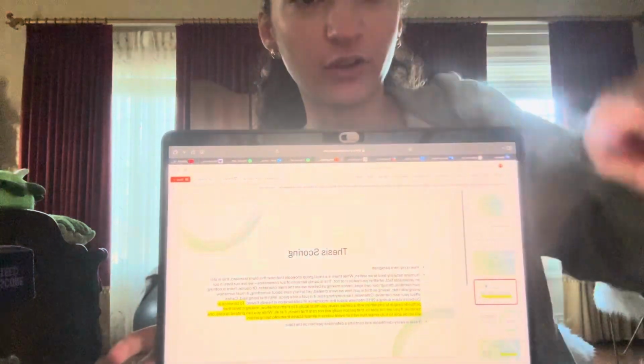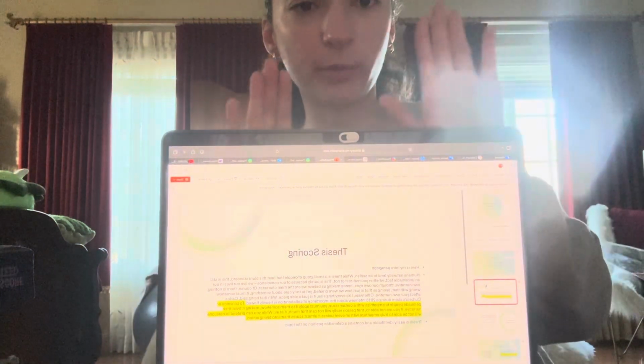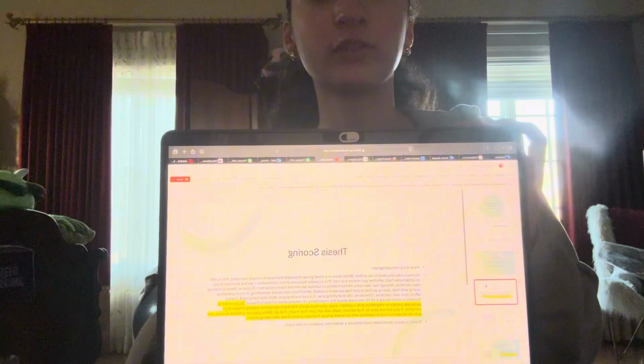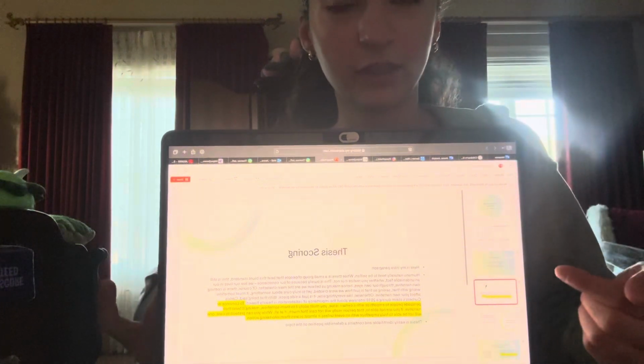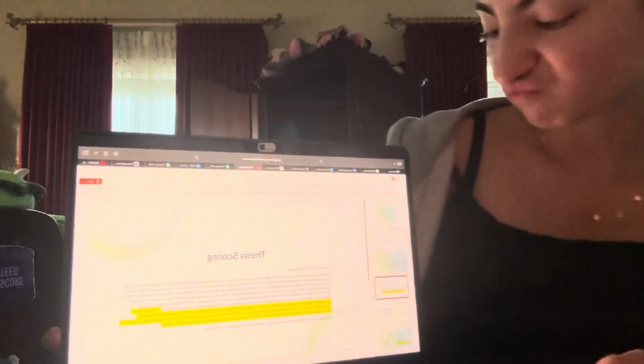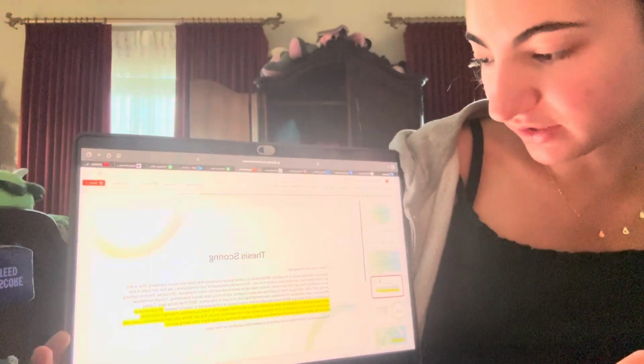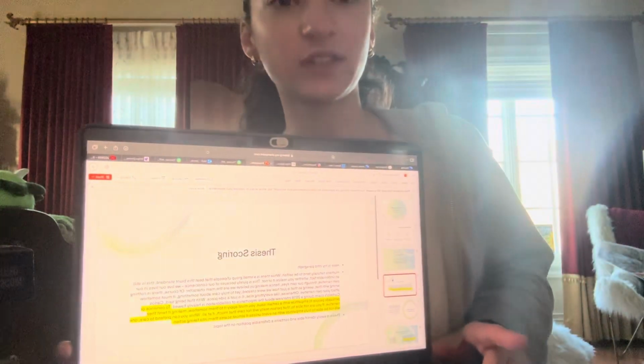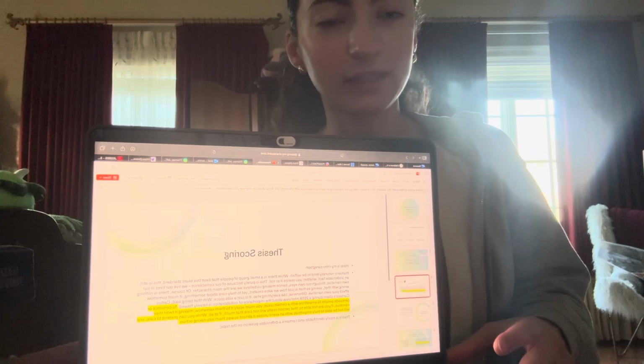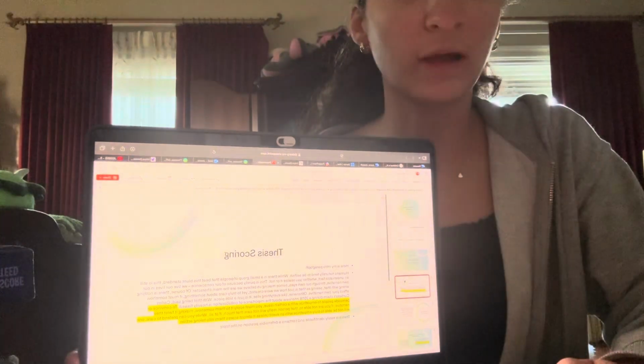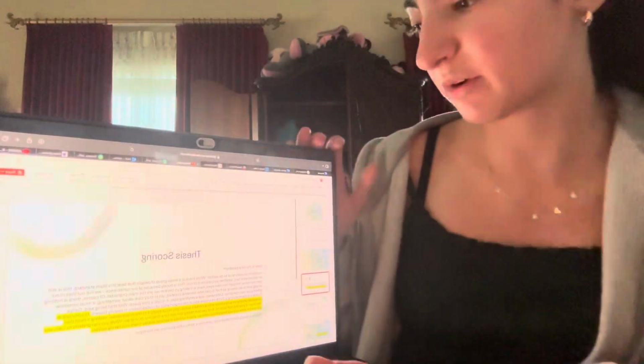So I have here, I just copy and pasted my introduction so that you could see, I highlighted my thesis. My thesis is very easily identifiable at the end of the paragraph, and you can tell it's my thesis, and it argues a valid point rather than just restating the prompt. I'll read it to you.